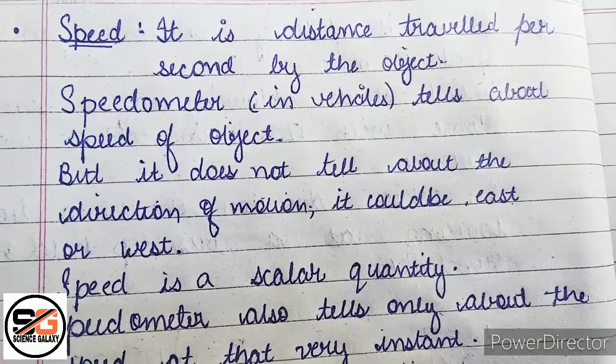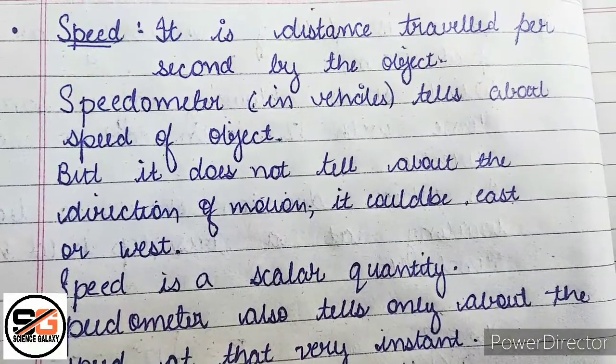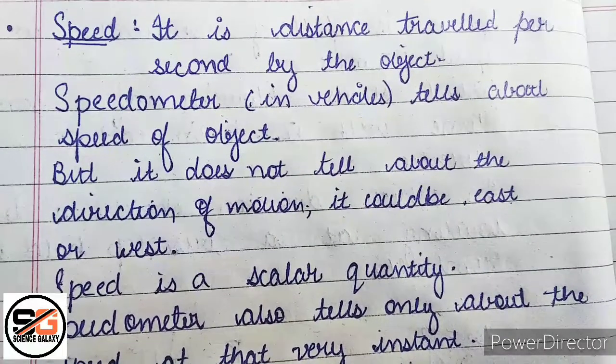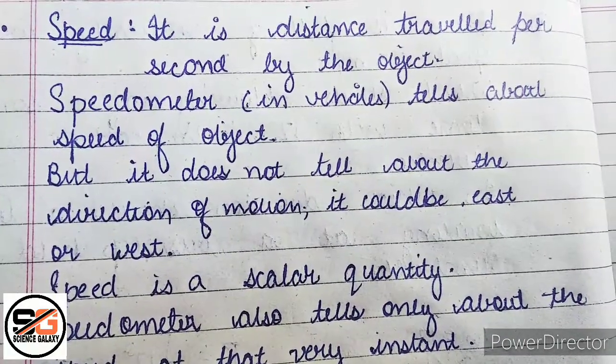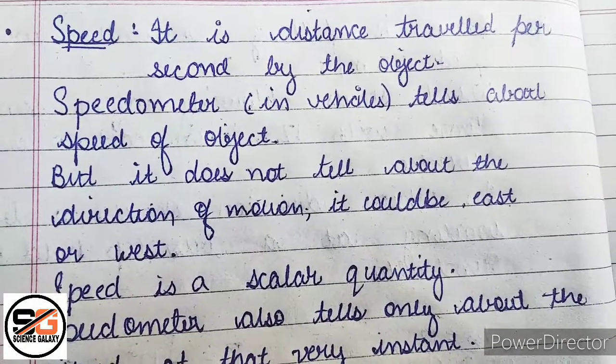Hello students, let's move further in our topic vectors. We would start with the topic speed. So what is speed? Speed is the distance traveled per second by the object. It means it is the distance covered in unit time by the object.